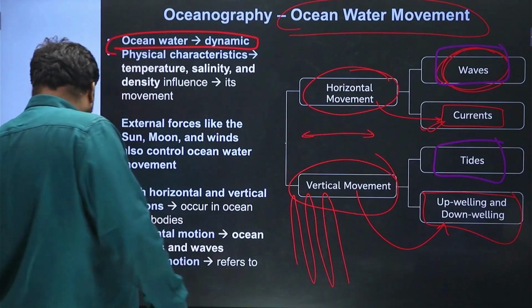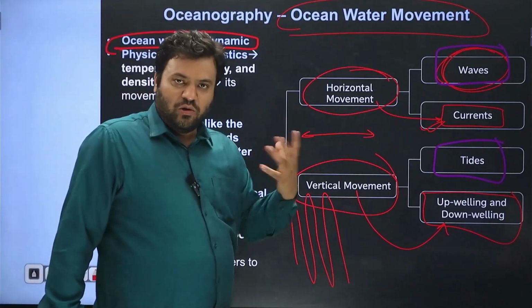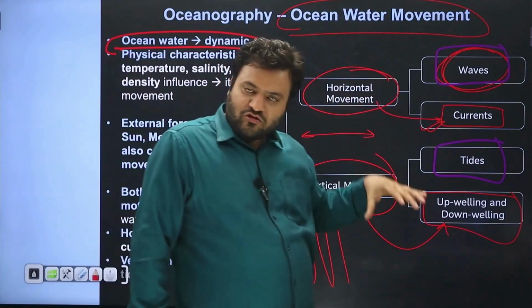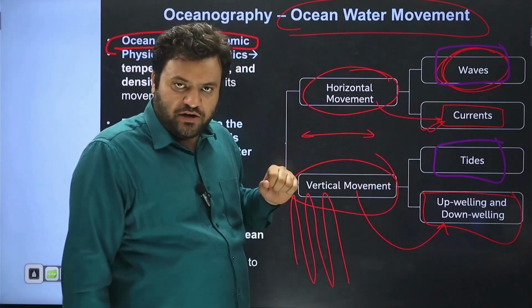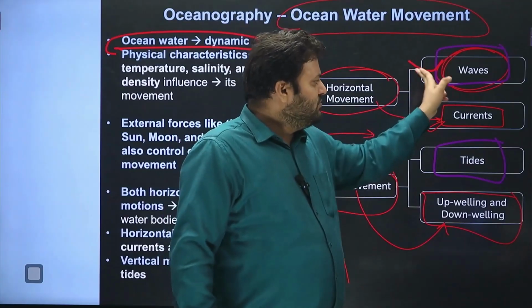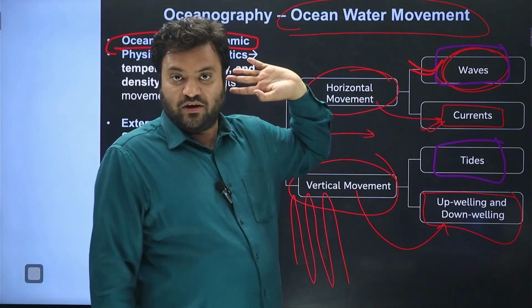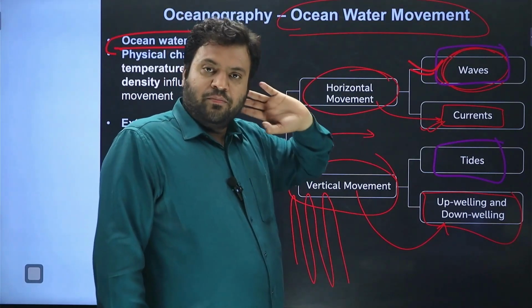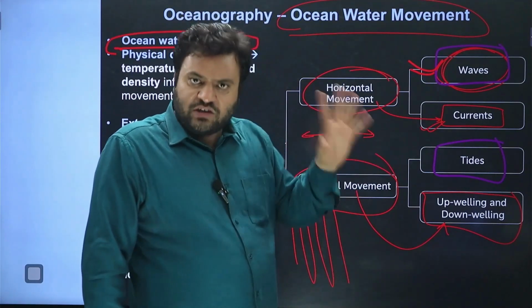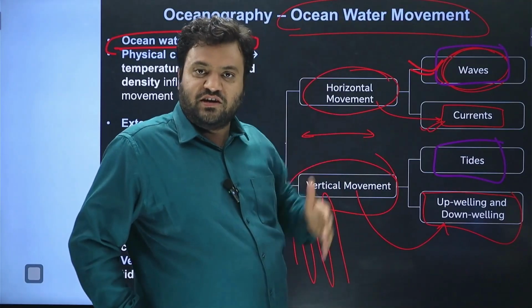But we do have some other factors, and these factors would lead to the origin or genesis of some horizontal as well as vertical movement of ocean water. Like when we have a wave, these waves are actually the result of winds that used to be there on the earth's surface. When these winds are there on the ocean surface, those winds would lead to some sort of upsurge and downsurge.